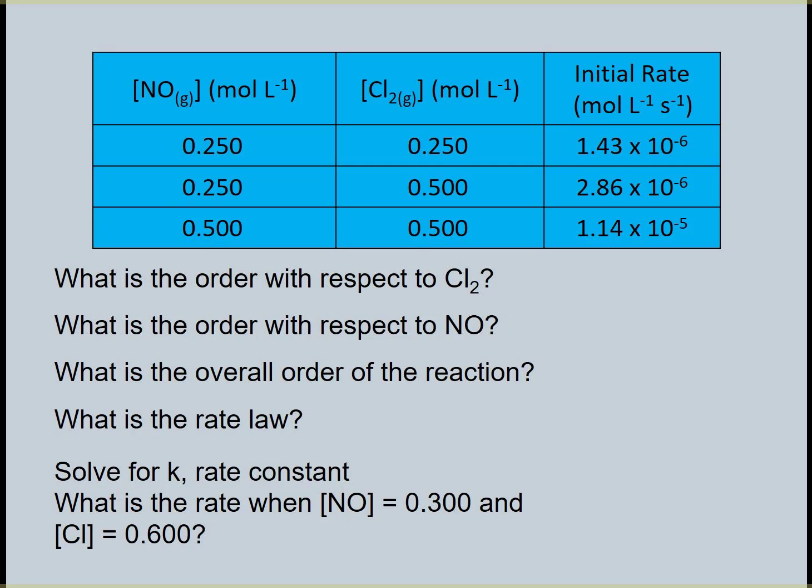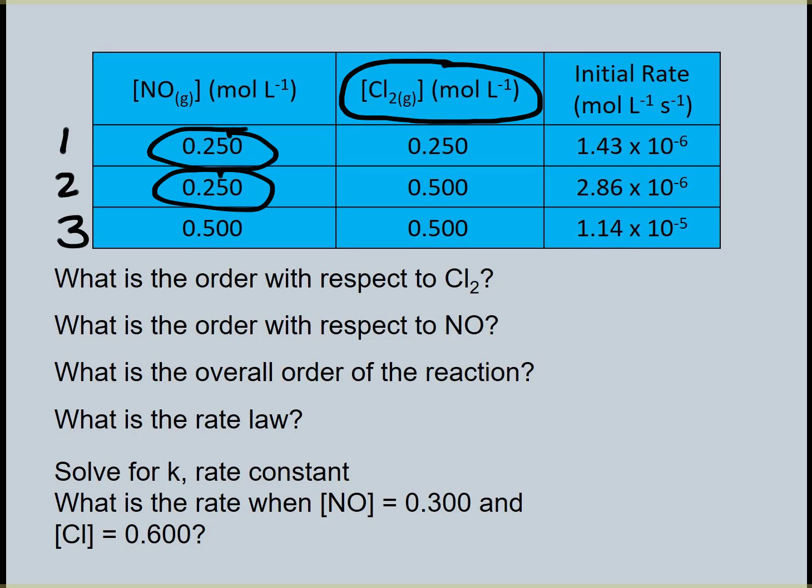In this video, we will be using experimental data to write a rate law. I can see that there are 2 reactants and there are 3 experiments. Let's start off with finding the order of reaction for my chlorine. I'm going to look at the other reactant and pick 2 of the experiments where nothing changes. And that would be experiment 1 and experiment 2.